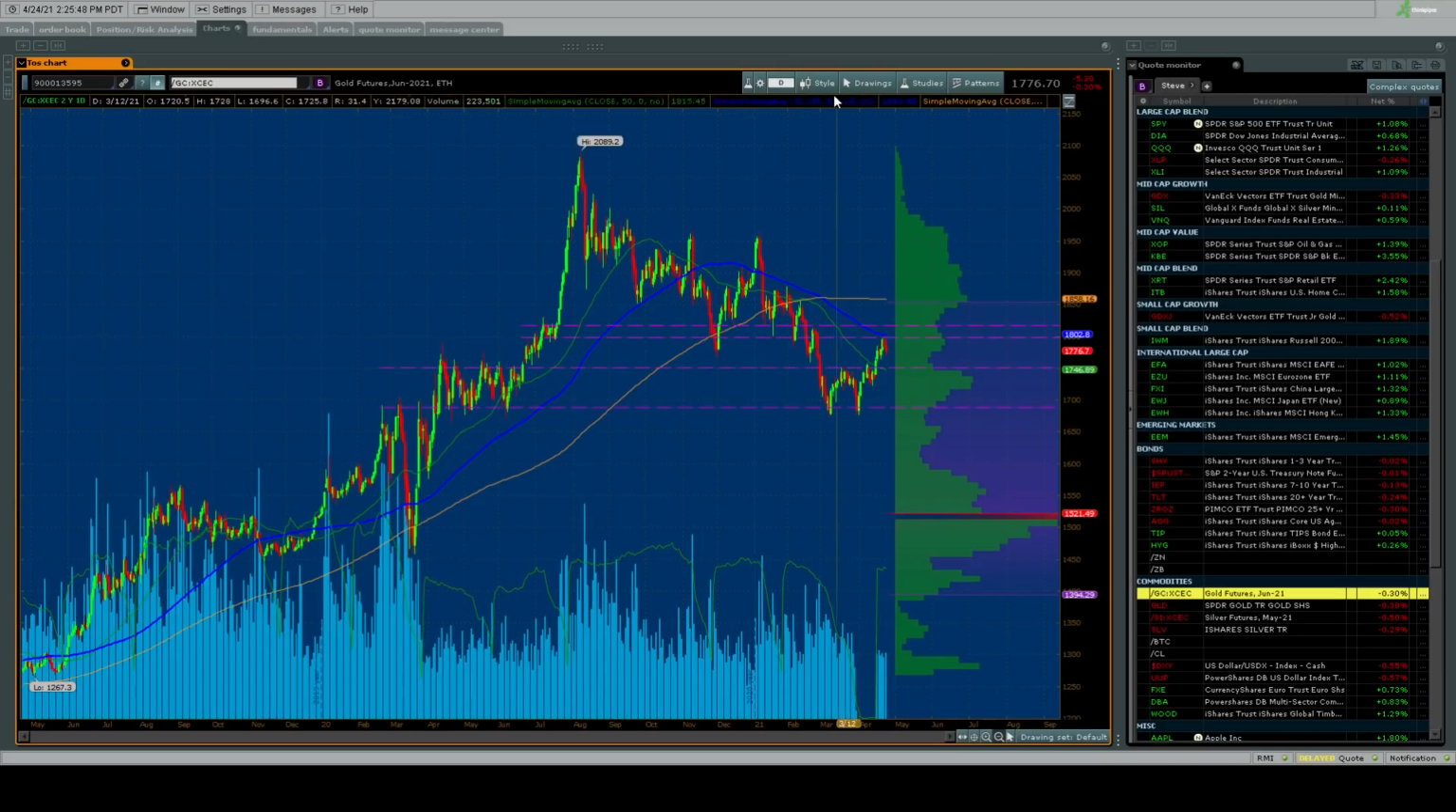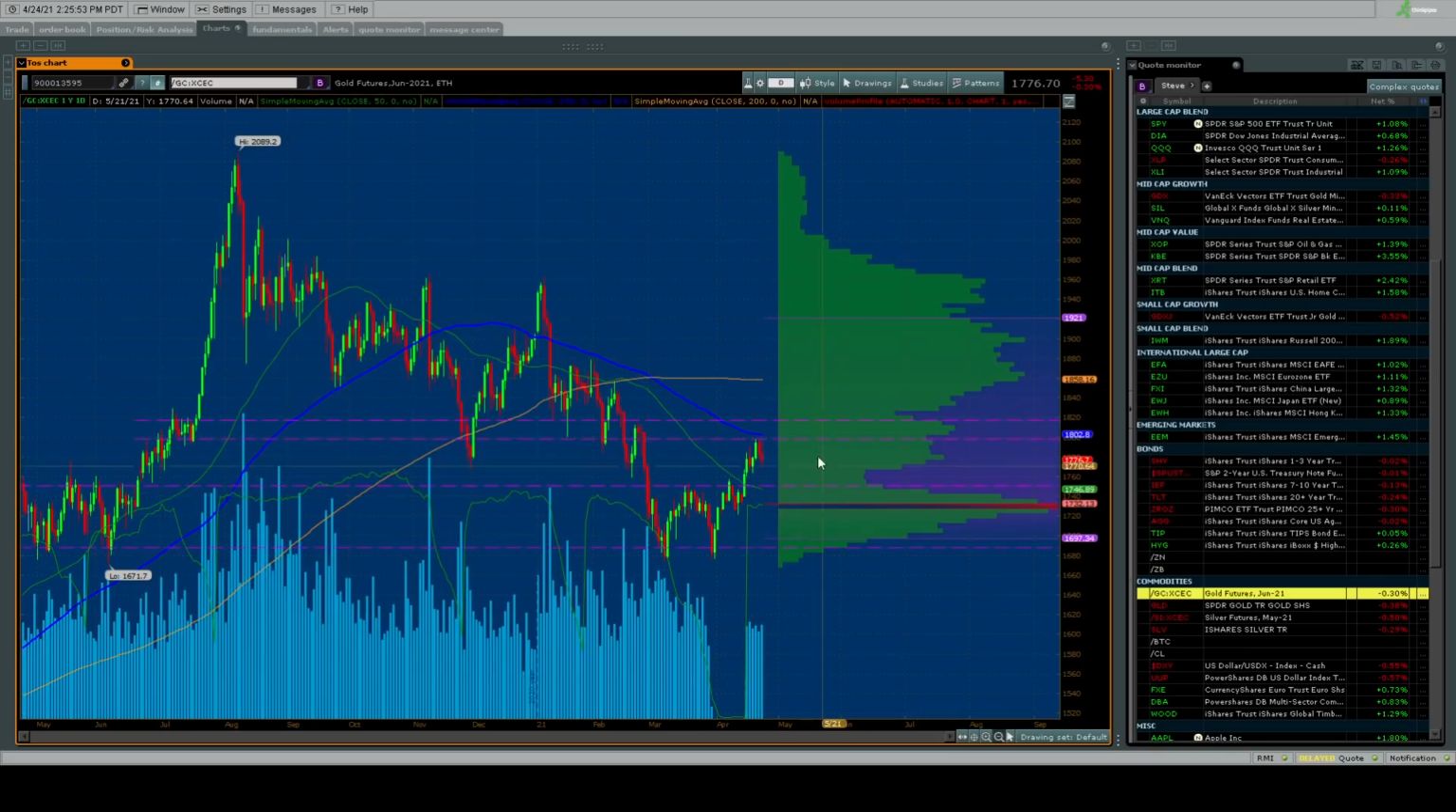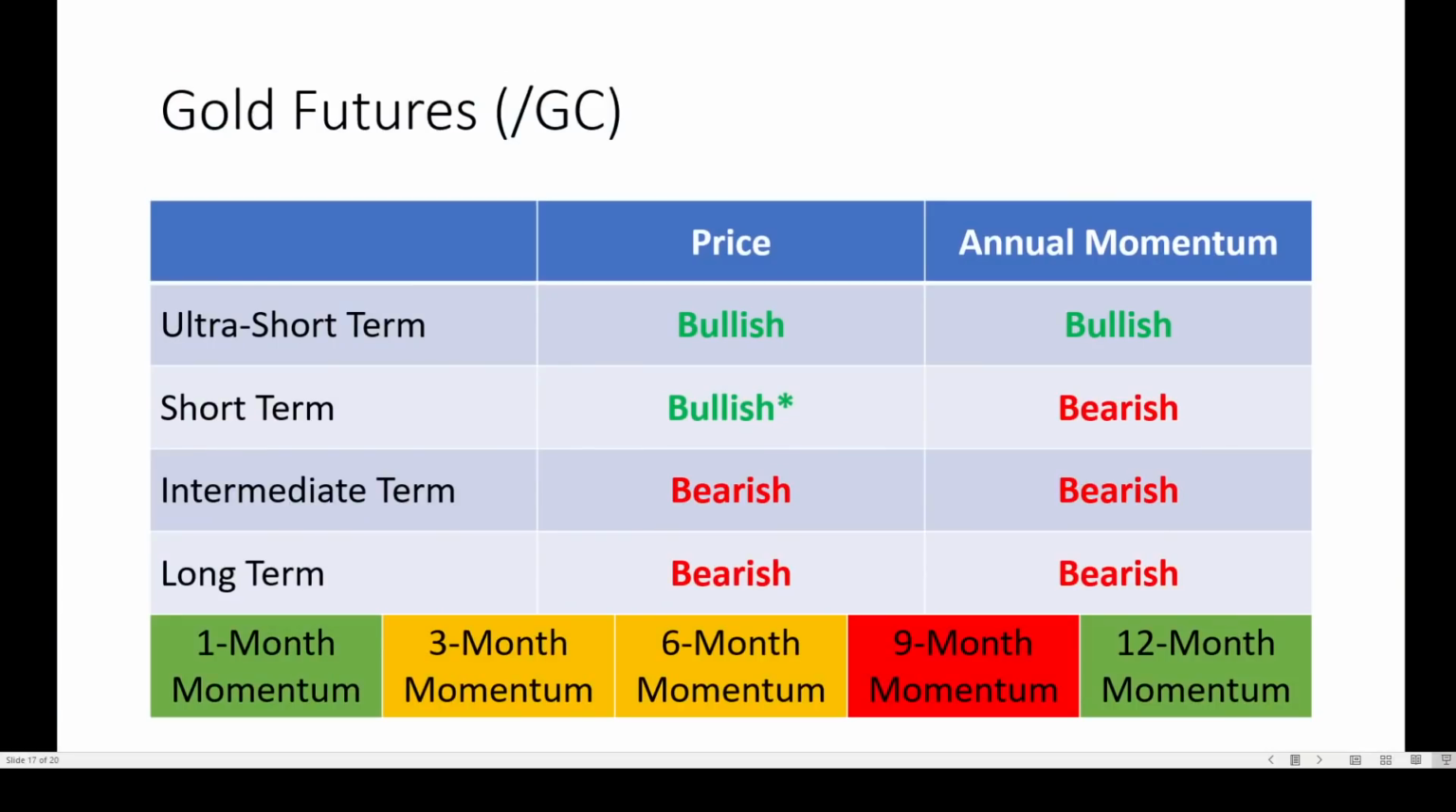What I'm looking for in terms of macro perspective is I want to see gold run into resistance here, which it looks like it is, go down, and why bonds go up. But we'll see how that all goes.